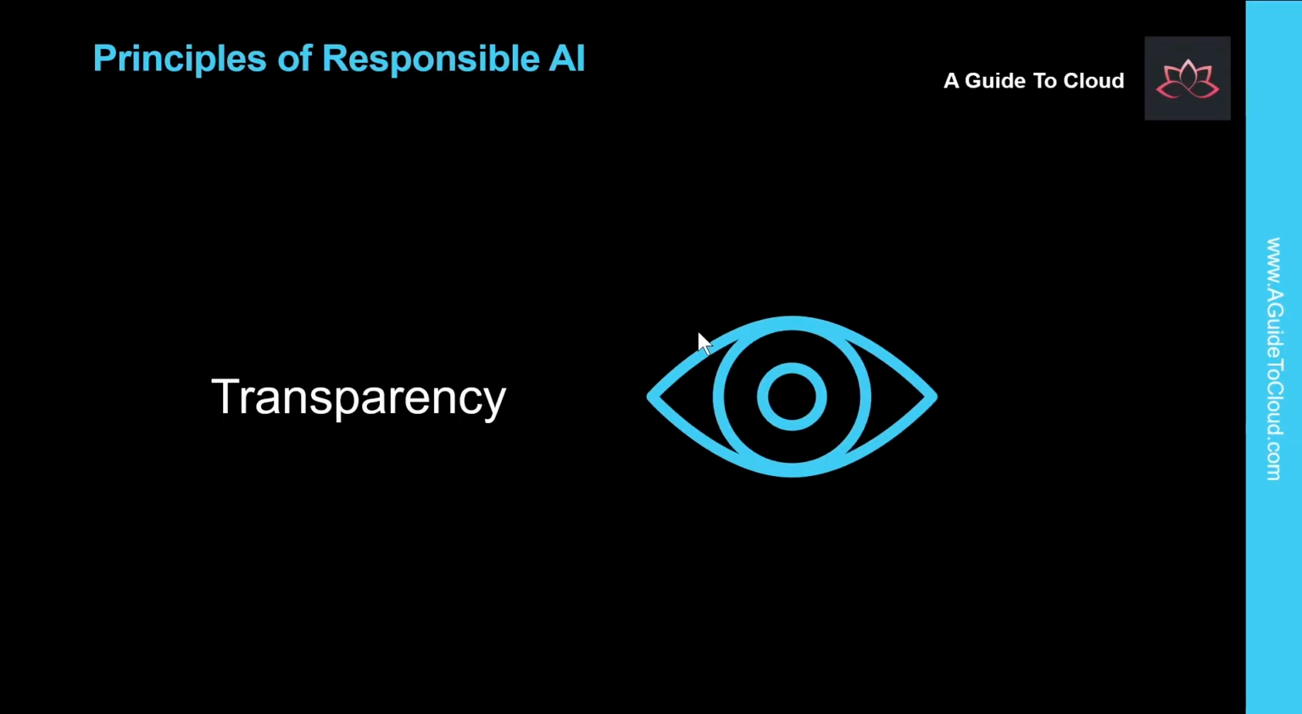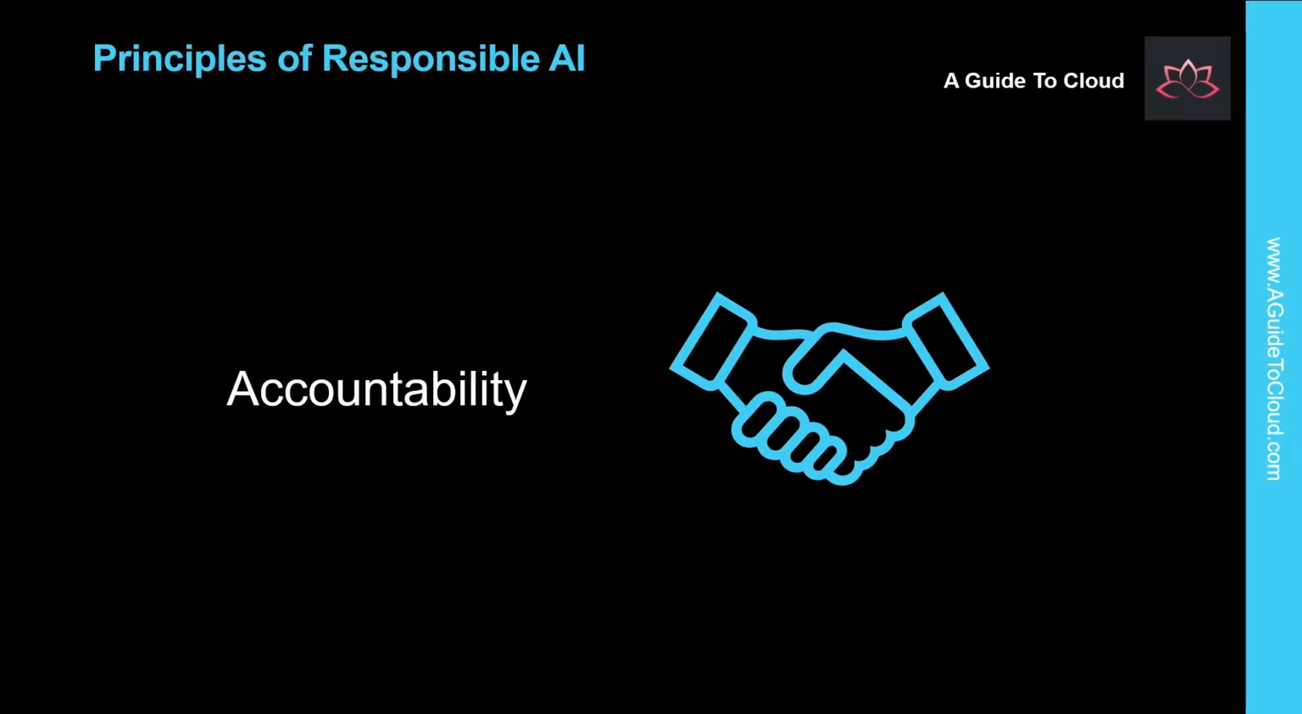And what about transparency? Artificial intelligence systems should be understandable. Users should be made fully aware of the purpose of the system, how it works, and what limitations may be expected. And let's understand about accountability. People should be accountable for artificial intelligence systems.